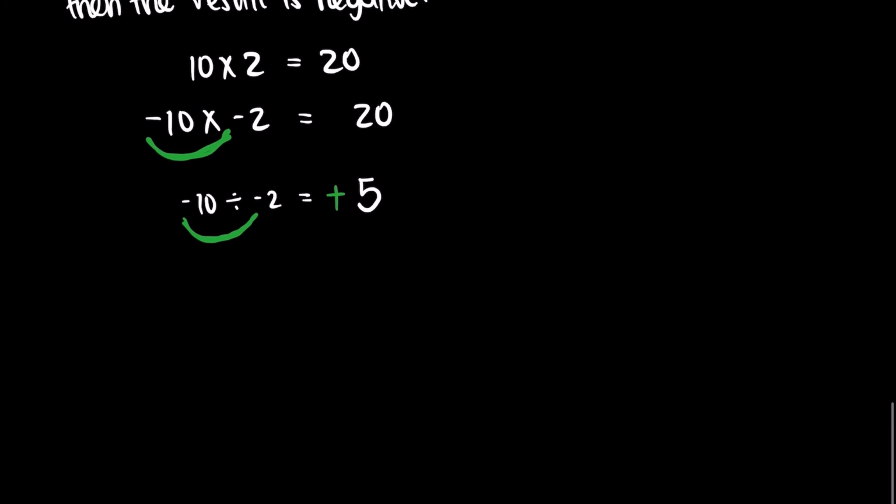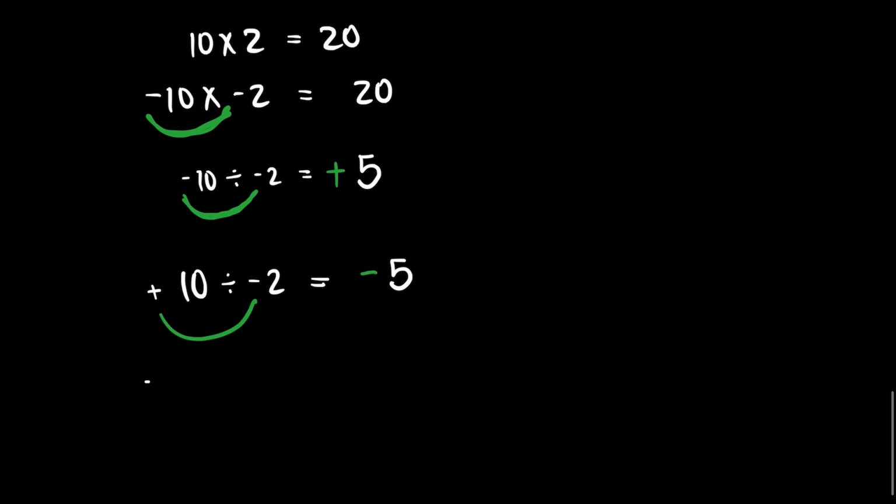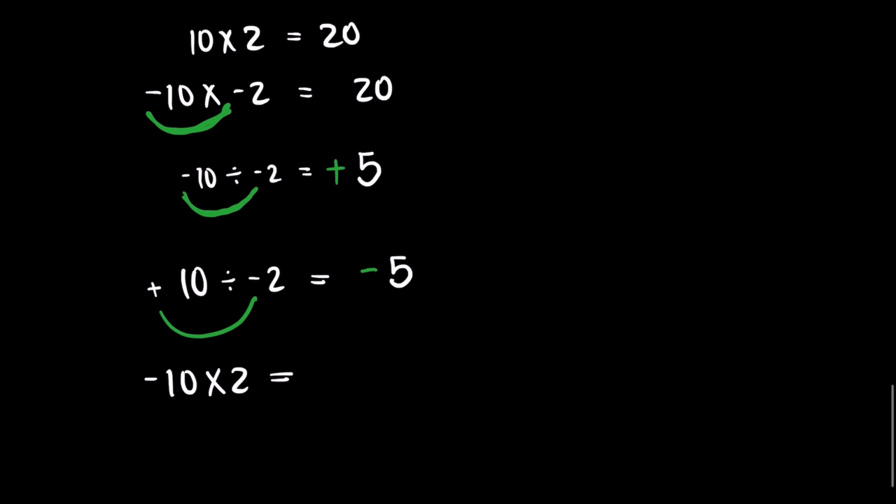Next example, 10 divided by negative 2. The signs are different, so the result is negative, and so 10 divided by 2 is 5, but the result is negative 5. Last example, negative 10 multiplied by 2. The signs are different, so the result is negative. 10 multiplied by 2 is 20, and so our answer is negative 20.